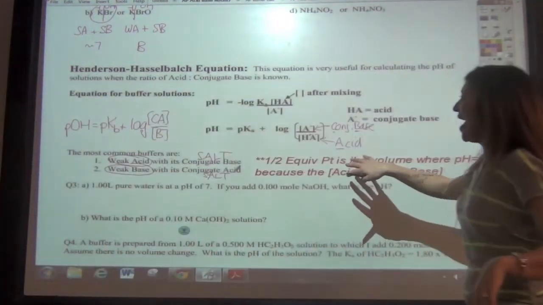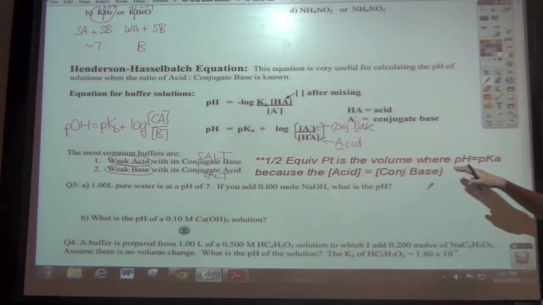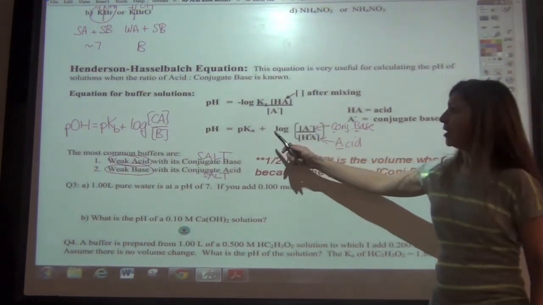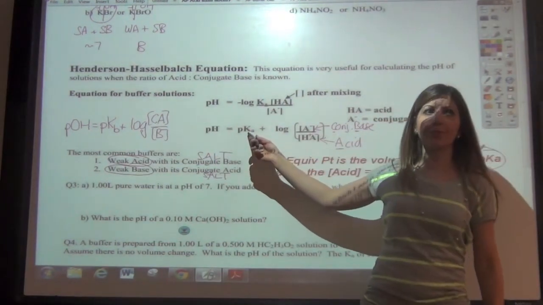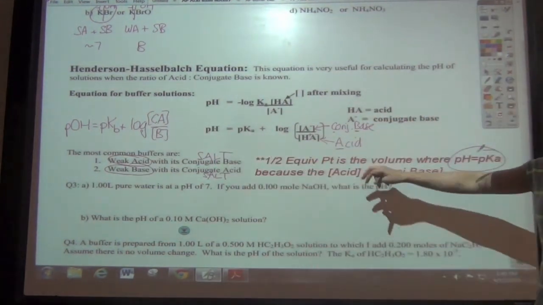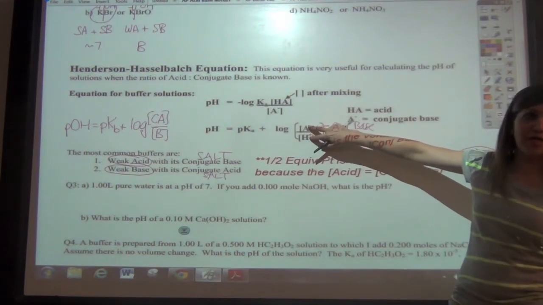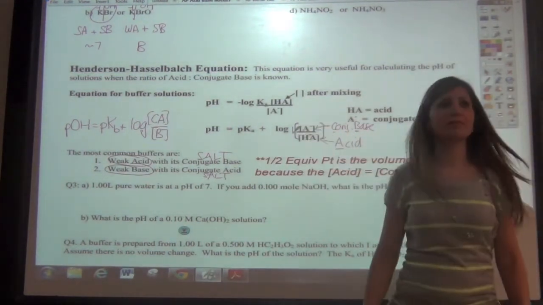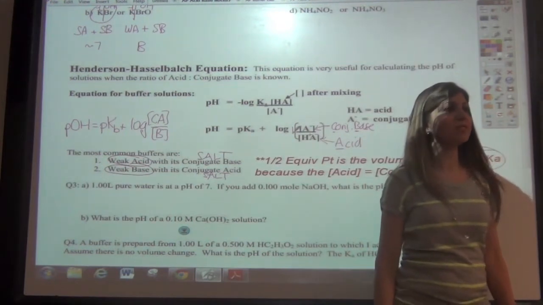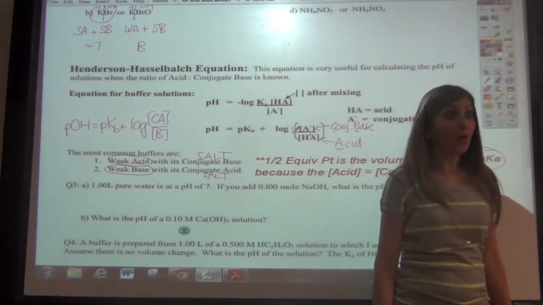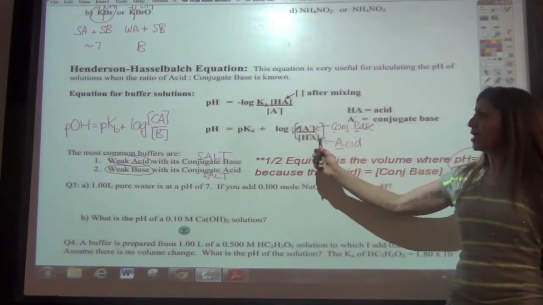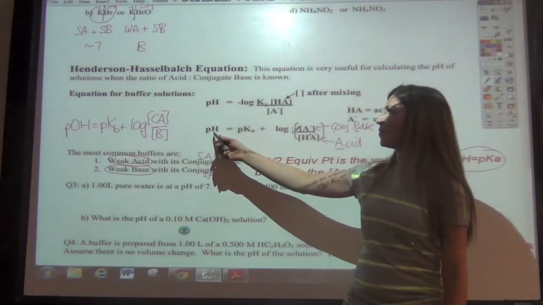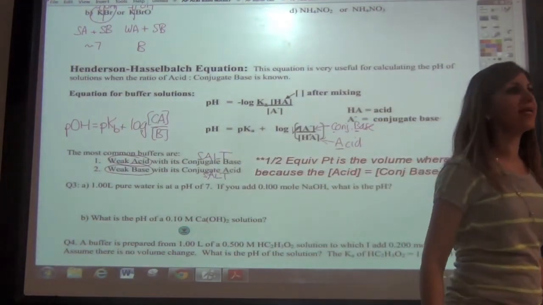Actually, it says that half the equivalence point is the volume where your pH and your pKa are equal to each other. Why? When would your pH equal your pKa? If these two are equal to each other, go ahead and type into your calculator, what is the log of 1? Anybody know? What's the log of 1? 0. So if these two are equal to each other, this entire thing ends up being 0, and so your pH and your pKa are the same.